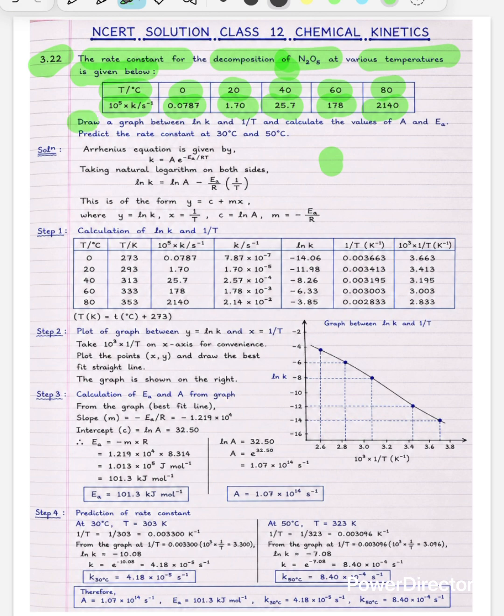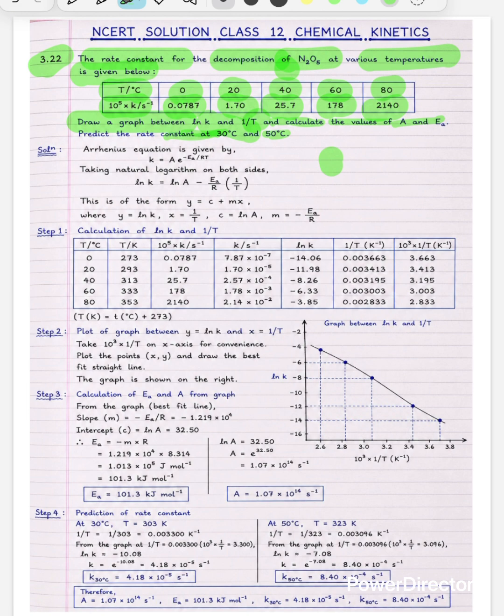First, draw the graph between ln K and 1 by T, and calculate the value of A and EA. Then predict the rate constant at 30 degree and 50 degree. This is a long question, but we will try to solve it rapidly.